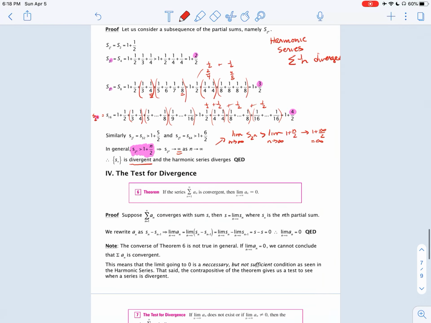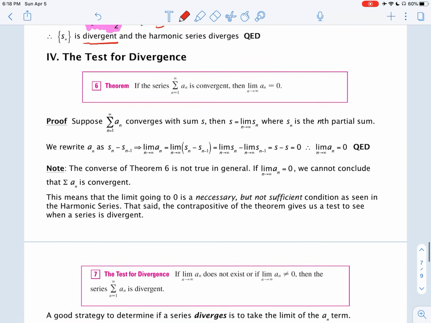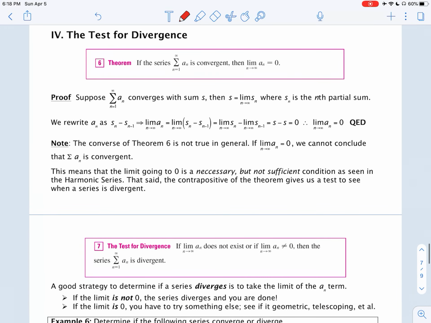Okay. So now it comes to our final topic in this video, and this is the test for divergence. So the theorem here says that if the series a sub n is convergent, then it has to be the case that the limit of the sequence of just the a sub n's, this is not the partial sums, this is just the limit of the terms, has to eventually go to 0. So here's the proof of that.